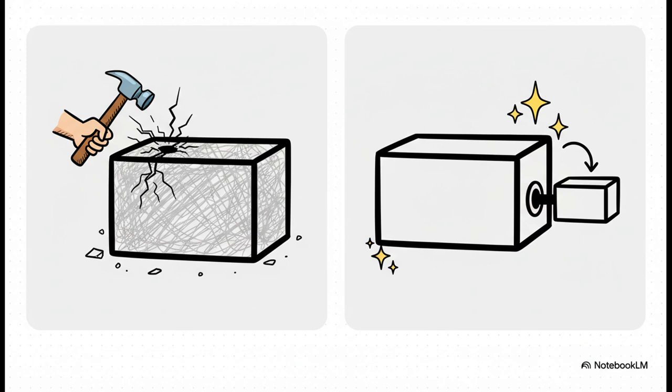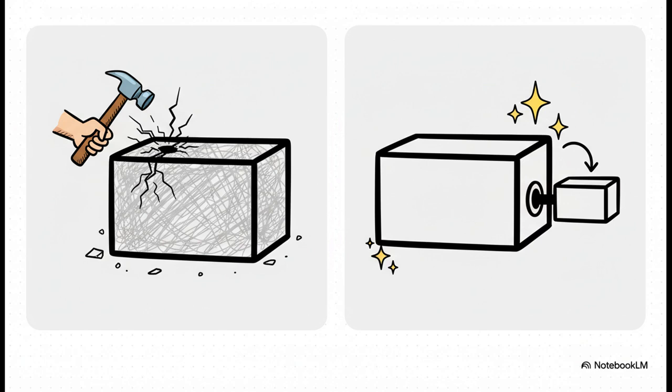It says software should be open for extension, but closed for modification. Look at the solution on the right. We don't crack open our existing code. No way. Instead, we create a common persistence interface and we add a brand new Mongo persistence class. We've just extended what our system can do without ever touching and potentially breaking the original code that we know already works.